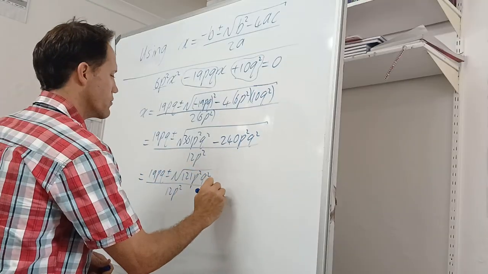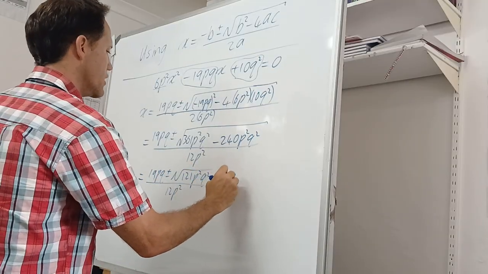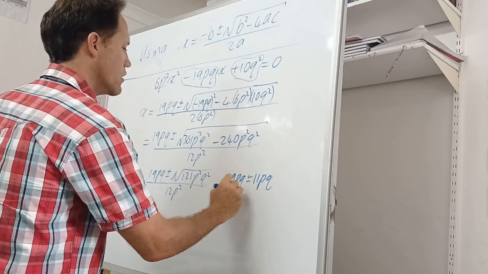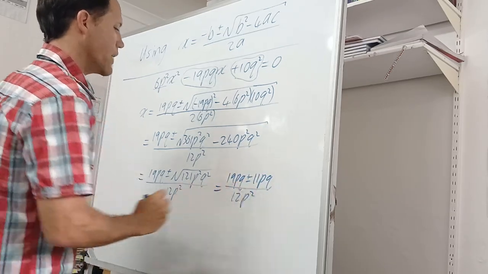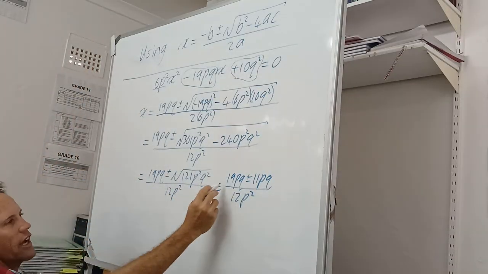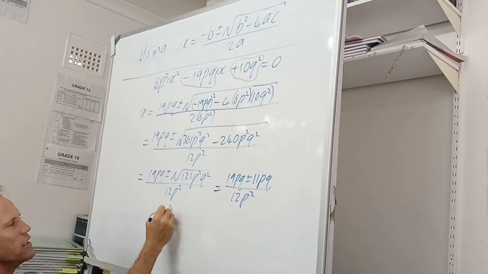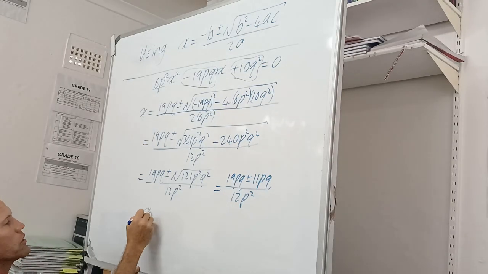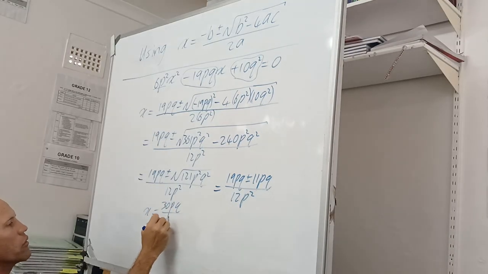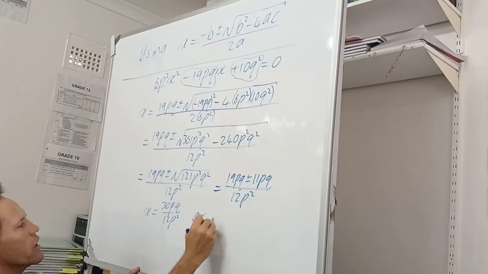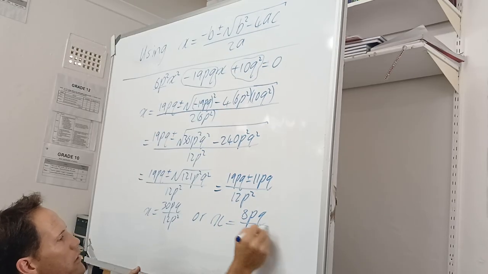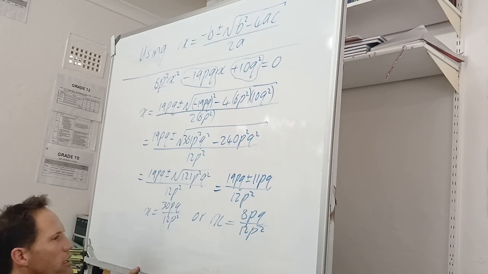So let's write it here next to it. So we're going to have 19pq plus minus 11pq over 12p squared. Okay, so we get the square root. And now we got our two solutions. So we can say it's 19 plus 11, which is 30. So we're going to say x is equal to 30pq over 12p squared, or x is equal to 19 minus 11, which is 8pq over 12p squared.